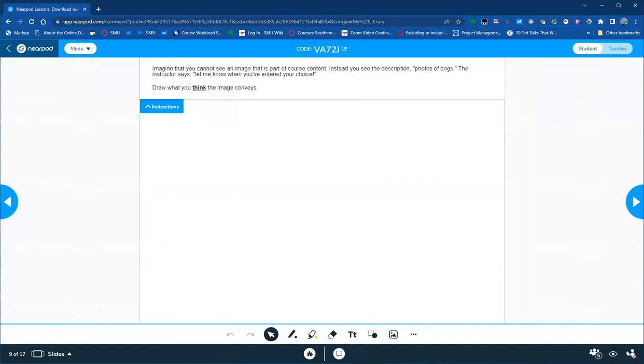If you had to figure out what on earth we're talking about, if you want to try your hand at it, draw what you think this image conveys, or you can type in the chat. If all it says is photos of dogs and the instructor says, let me know when you've entered your choice, we don't have enough specificity to really understand what we're supposed to be entering. So in the chat, or if you feel adventurous, you can draw, what do you think is going on here?